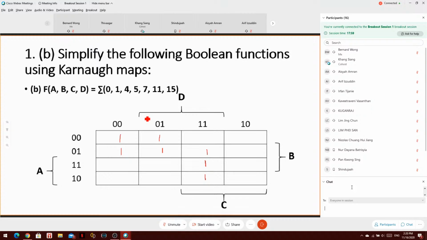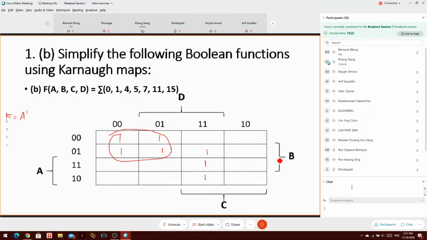So again, you start from the largest possible grouping of 1s first. So you group the whole thing here, because it's 4, right? 2 to the power of 2 is 4, so you can group this one. After you group this, what does it become? Does it belong to A? No, but it belongs to not A.